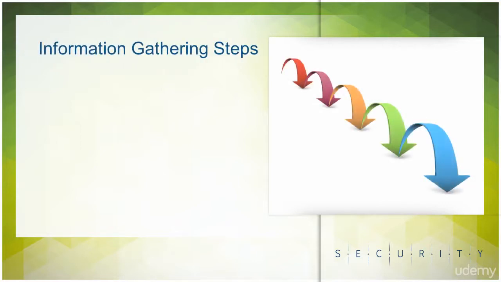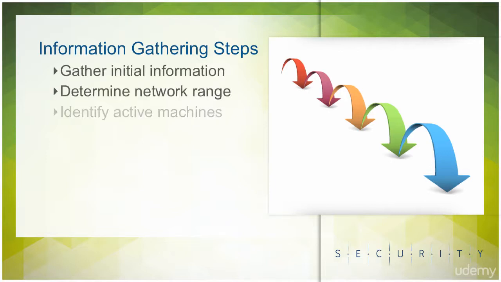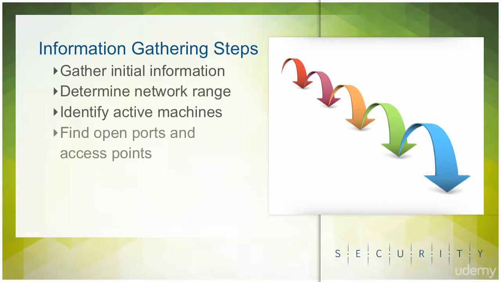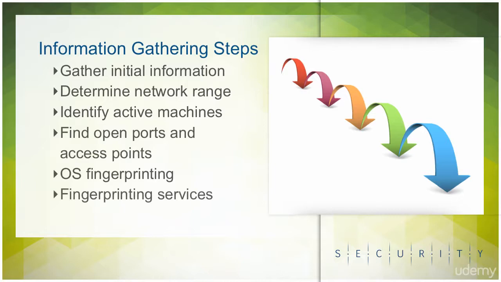Okay, so let's come back to the whole process of information gathering. The process can be divided into 7 major steps, and they are gather initial information, determine network range, identify active machines, find open ports and access points, OS fingerprinting, fingerprinting services, and then map the network. We mentioned that you should be methodical in gathering information. It does not mean that you must follow only these steps in only this order. You assess the system or network and do what works. You're smart. Go by your instinct.